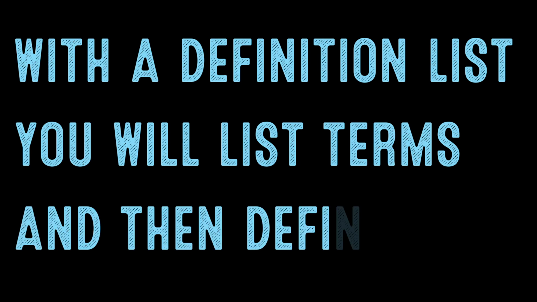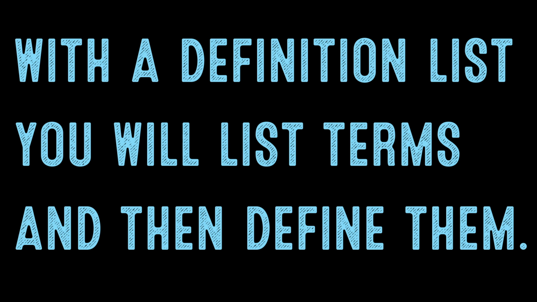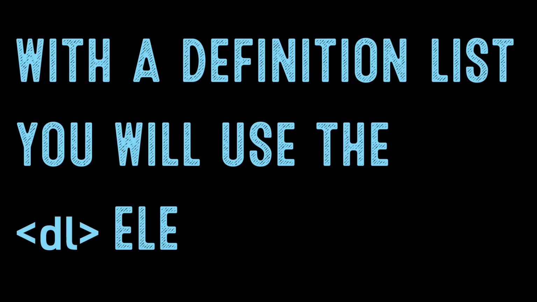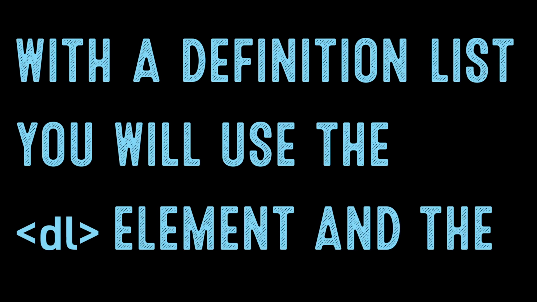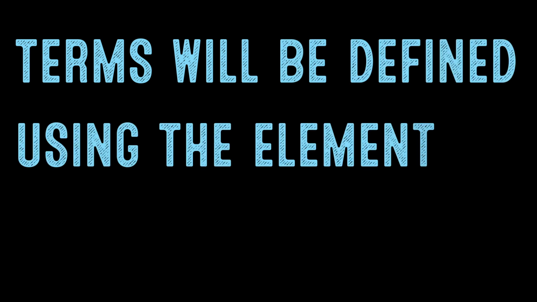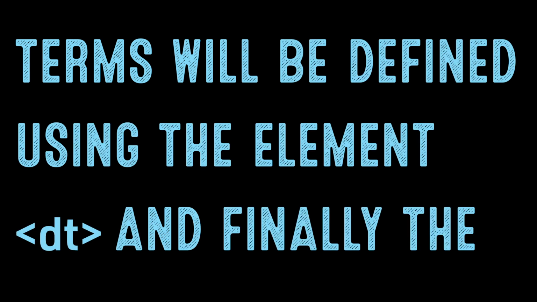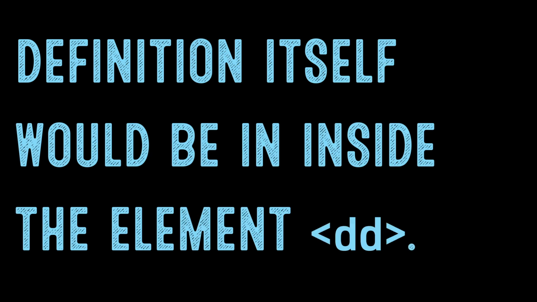The Daily Code Snippet. With a definition list, you will list terms and then define them. With a definition list, you will use the DL element, and the terms will be defined using the element DT. And finally, the definition itself would be inside the element DD.